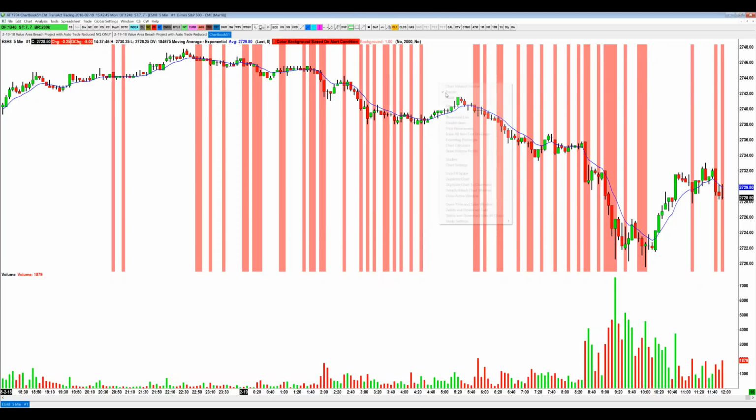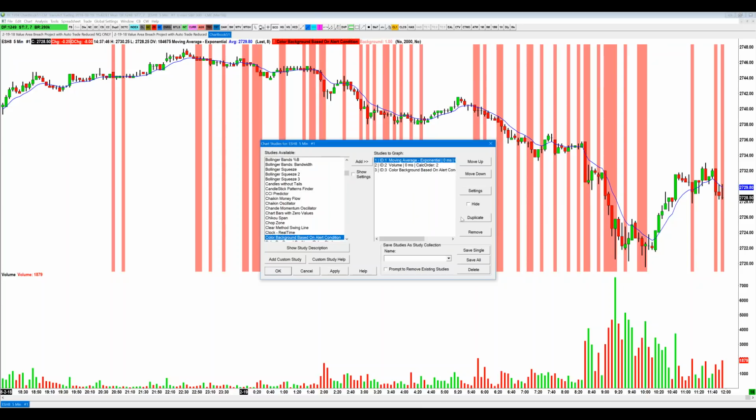What you can do once you trust the chart well enough to not display the moving average or the volume, you can actually hide them. So you can hide the volume and you can hide the moving average.